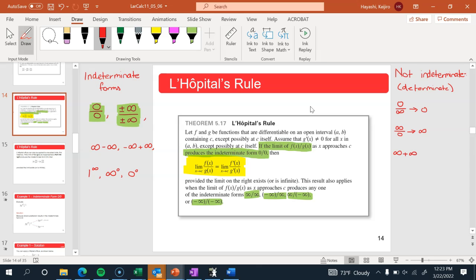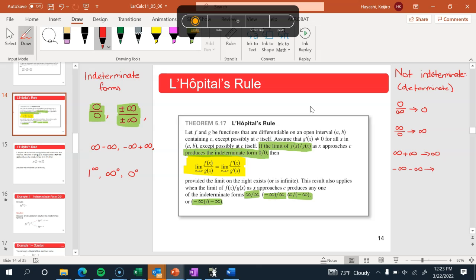Infinity plus infinity, those are both going in the positive direction infinitely, so if you add them together, you end up with infinity again. Same with negative infinity minus infinity. It's just going to end up being a further negative infinity.